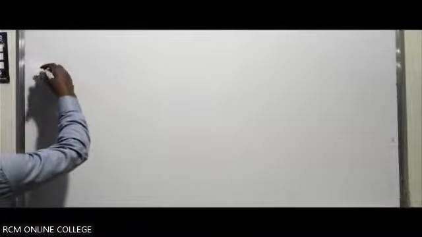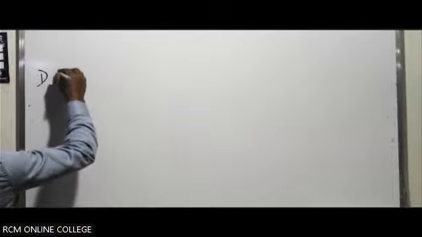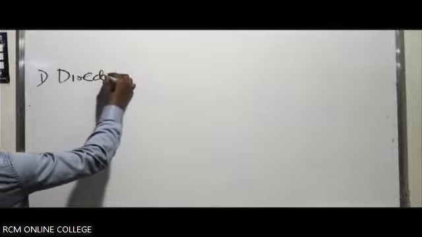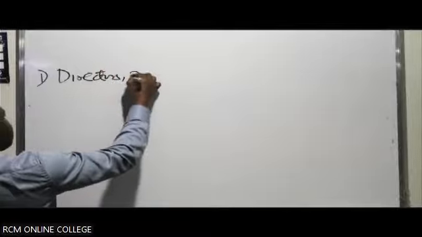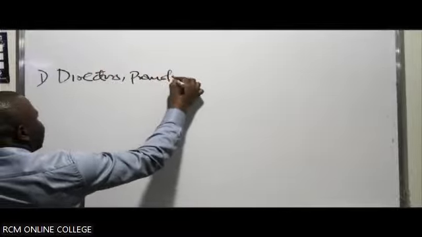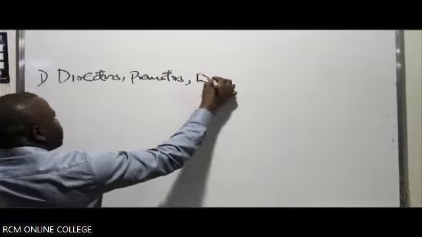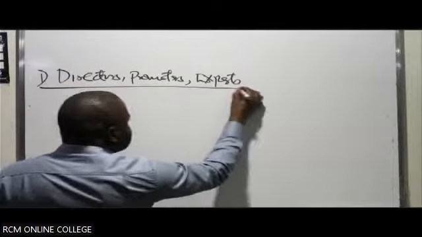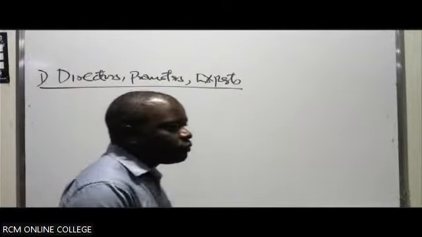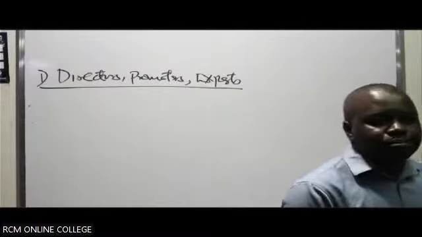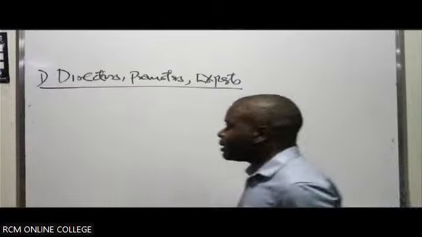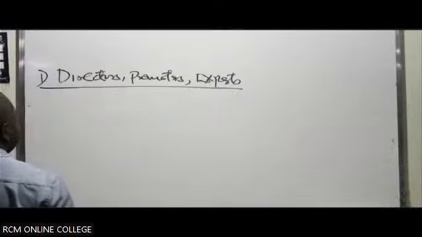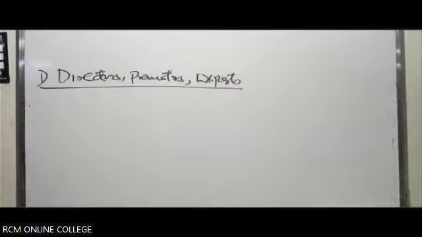So, in this case, we can look at what remedies the investor has against directors, promoters, or experts. If these experts were in any way part and parcel of a misleading prospectus being published by the company, then the investor was being duped as a result of the misleading prospectus.